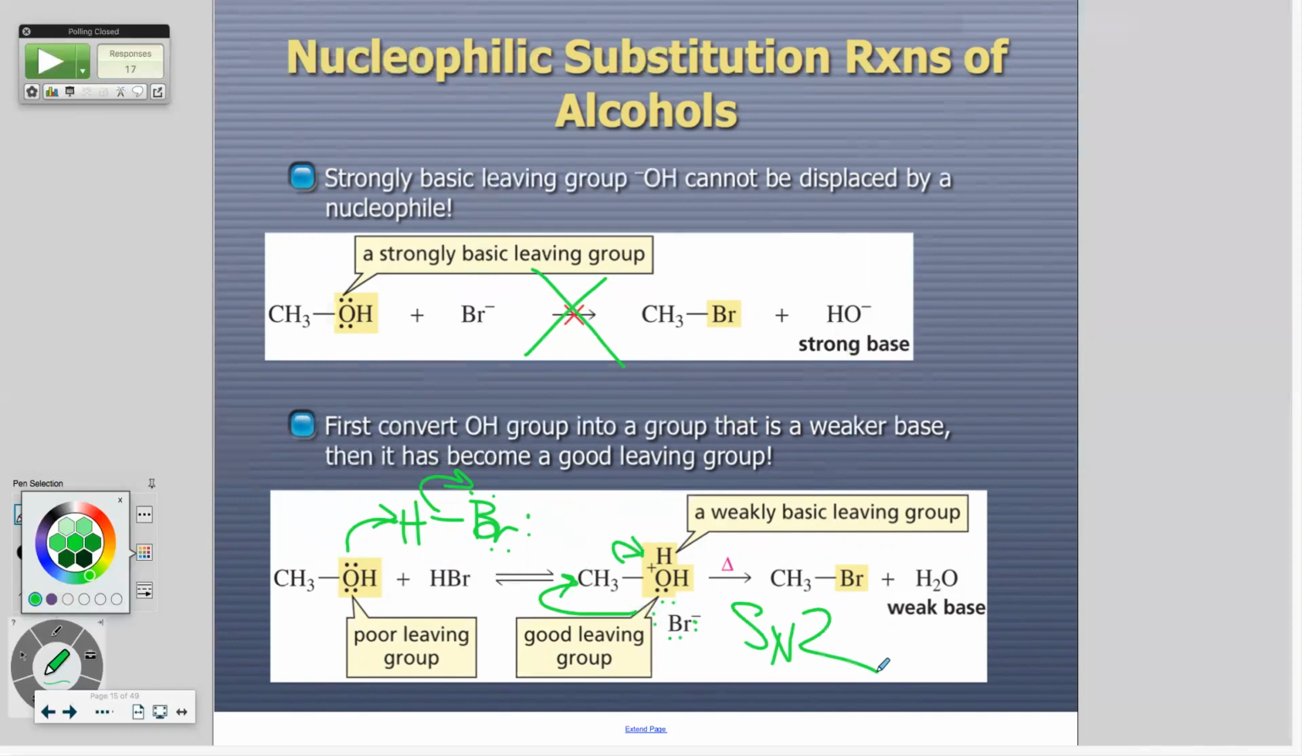Water is not only a weak base, but it's a small neutral molecule. Small neutral molecules are great leaving groups. Airbags deploy because there are compounds in there that give off nitrogen gas, and that's what makes the thing blow up. Nitrogen, N2, is a small neutral molecule. And I think those compounds lose like 3 nitrogens per mole, so it's a huge amount.